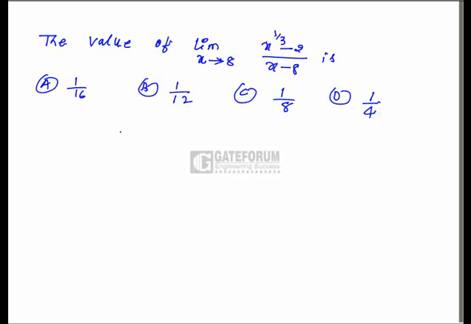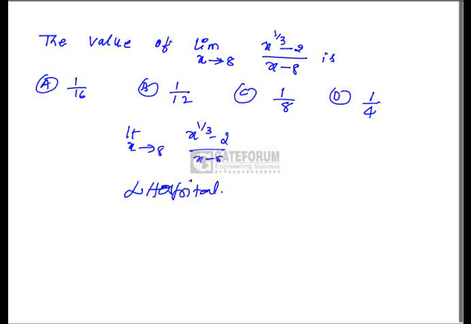Here we have to find the value of the limit x tends to 8, (x^(1/3) - 2)/(x - 8). Now we'll use L'Hospital's rule to solve this. So it is nothing but differentiating the numerator and denominator separately.